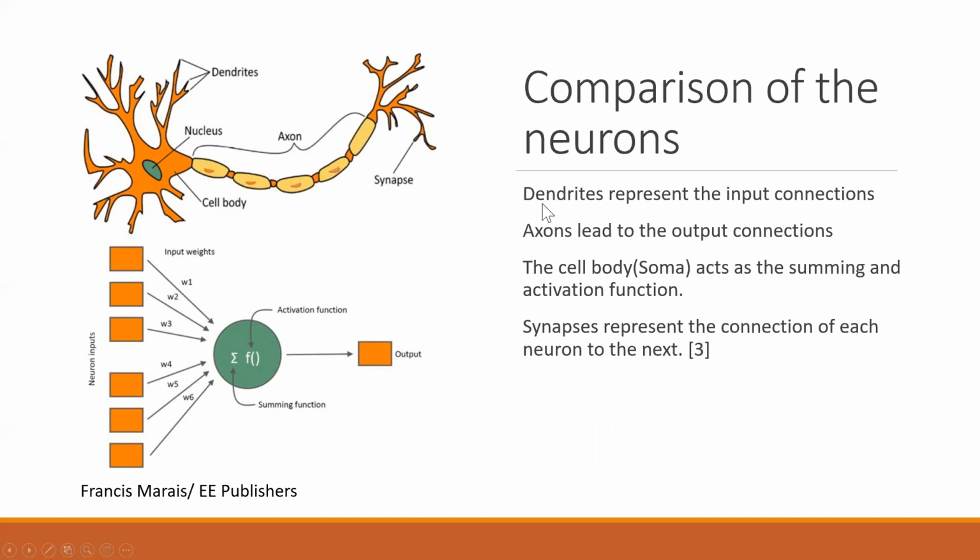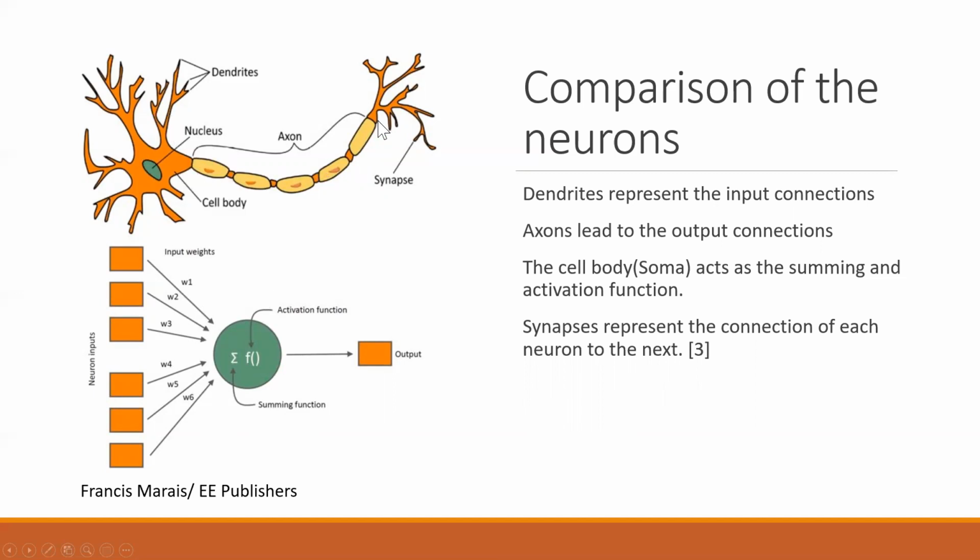So now I'm gonna compare the biological neuron to the artificial neuron, so you can actually see how the artificial neuron was completely inspired from the biological neuron. The dendrites here represent the input connections. So here, all these orange squares are related to the dendrites. And then the cell body sort of acts like a summing activation function that takes these inputs from the dendrites and sums all of them here. So the summing and the activation functions are just like the cell body.